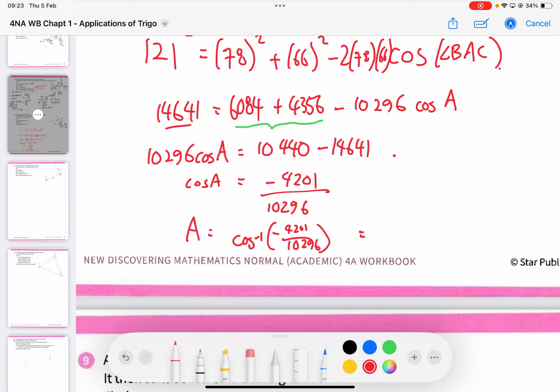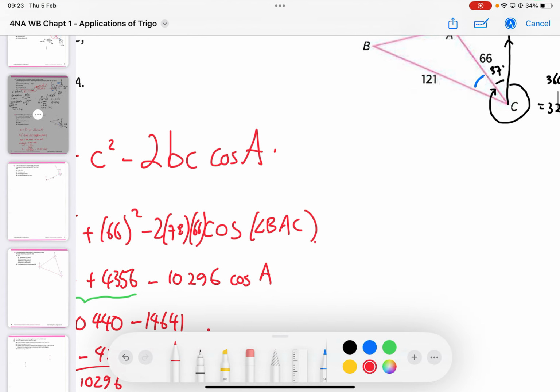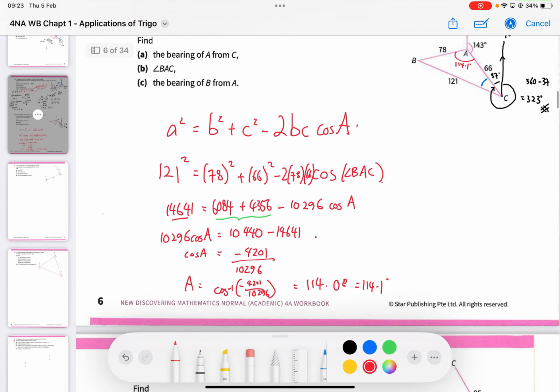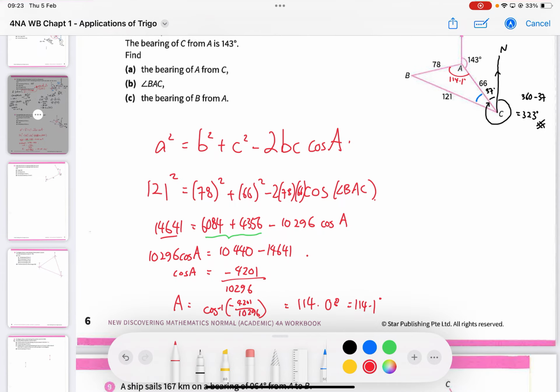Okay. 114.08. 114.1. Okay? So that is how we find this angle is 114.1. 114, right? 114.1. How come I won't say 11? Oh, round up, sorry. Forgot.